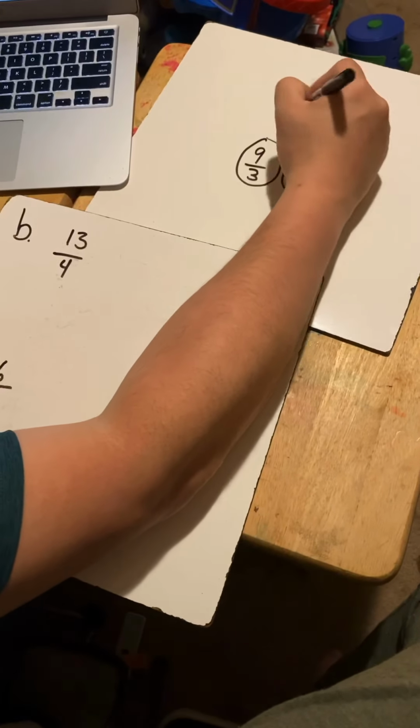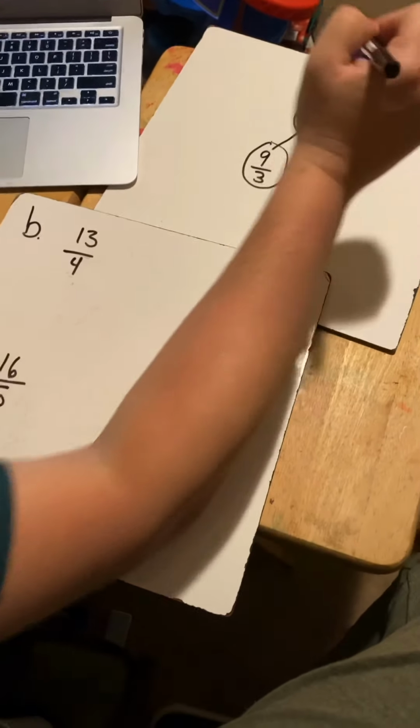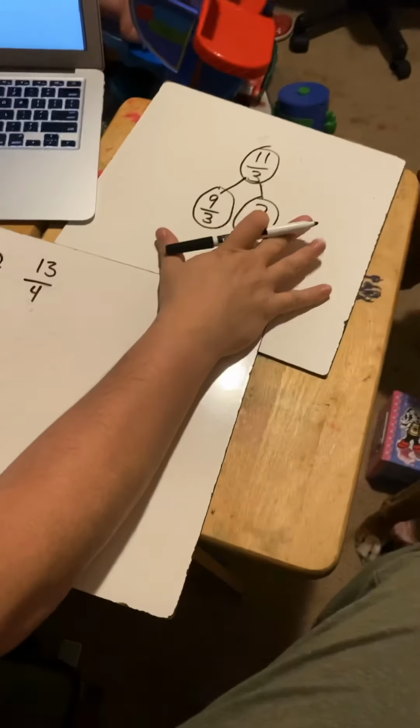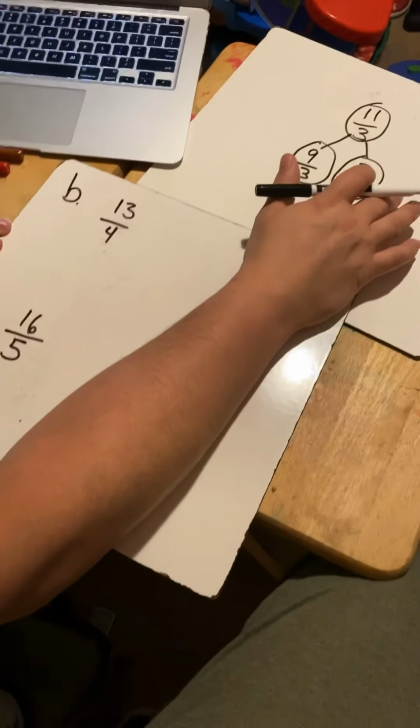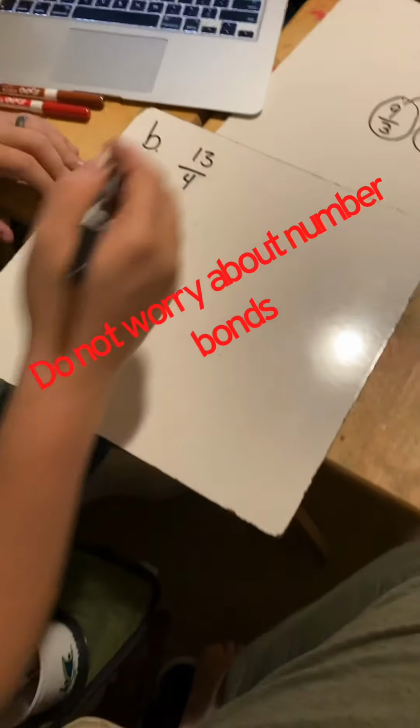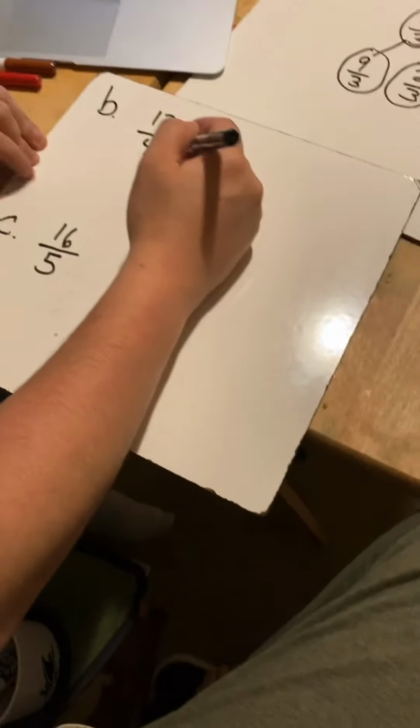And 11 thirds is what we started out with. That's what they want you to see. We're not going to worry about that. So when you see that in the directions, do not worry about the number bond. Okay, now let's move on to example B.